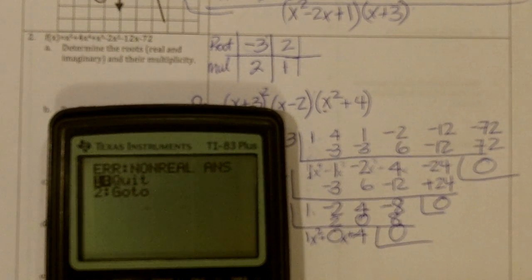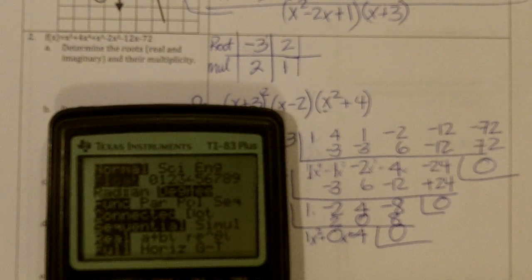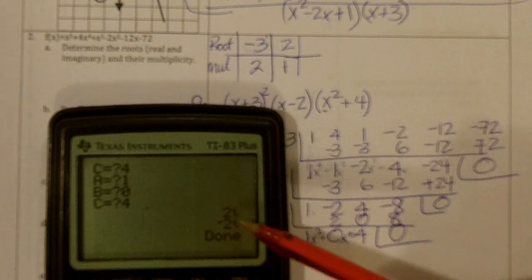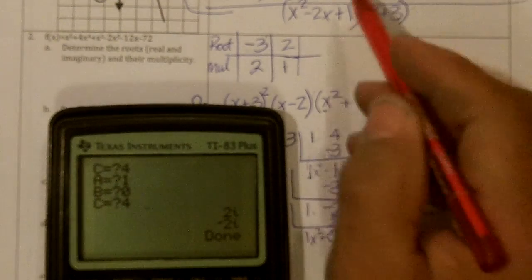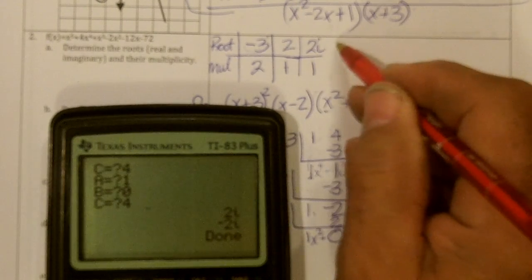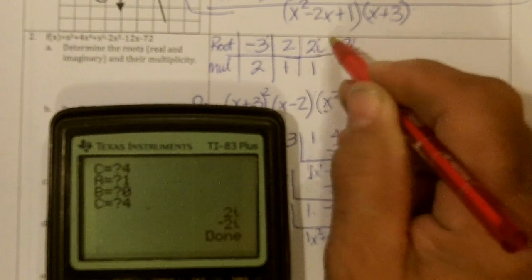Now, I can fix that. I can push mode on my calculator. I'm going to quit, push mode, and say, do complex answers, A plus Bi, instead of just real answers. I press enter and I quit, and I can just run the program again. A was 1, B was 0, C was 4. It says, oh, you want the non-real answers? 2i and negative 2i. So I have imaginary roots of 2i once and negative 2i once.